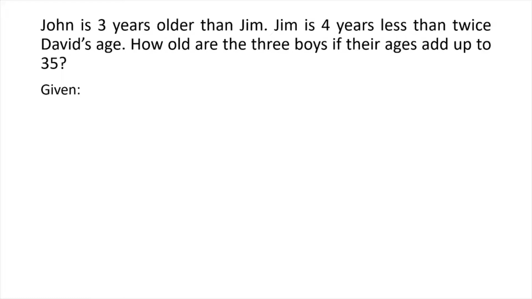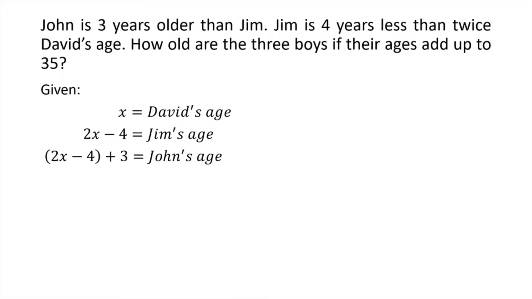Notice that John's age is described relative to Jim's age, and in turn, Jim's age is described relative to David's age. So we can start by defining David's age. Let's say it's equivalent to x, and then we can work from David's age to Jim's age, and then lastly to John's age. Okay, so according to the problem, Jim is 4 years less than twice David's age. So you just multiply David's age by 2 and then subtract 4 to get Jim's age, and then from Jim's age you add 3 to get John's age. So we can simplify John's age as 2x minus 1, right?